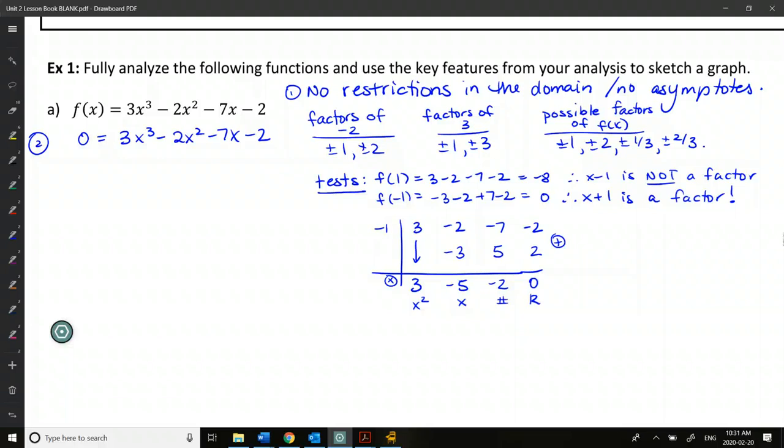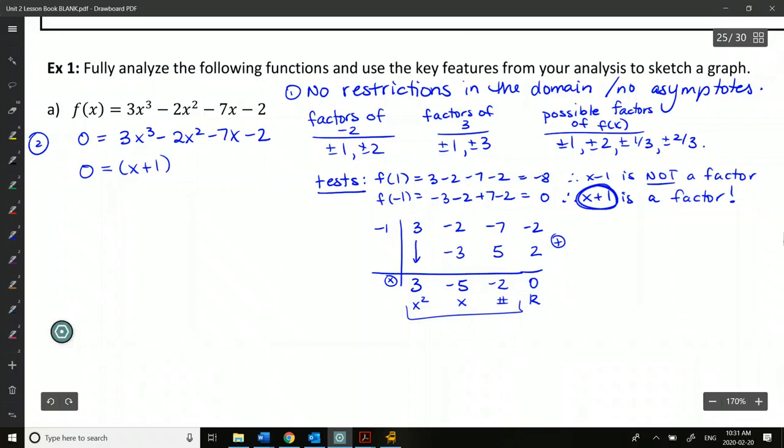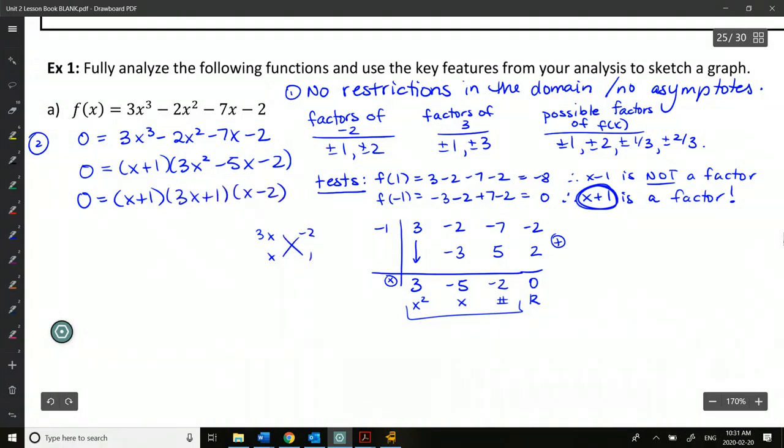Okay, we're going to continue up here with our factoring. So do not forget the factor that you divided by. That's the first factor there, x plus 1. And then we're going to create a trinomial from this, so 3x squared minus 5x minus 2. And then you're just going to factor that quadratic. So I think we get 3x plus 1 and x minus 2 here.